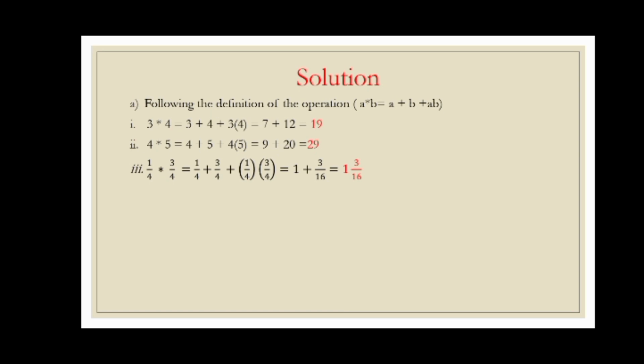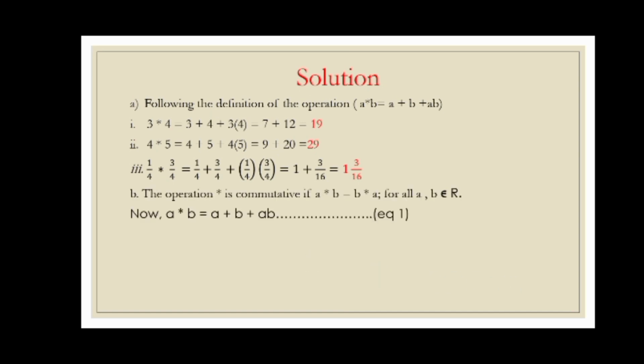So 1 on 4 plus 3 on 4 gives us 1. Then plus 1 on 4 multiplying 3 on 4 gives us 3 on 16. So our answer now becomes 1 whole number 3 on 16. Good. Now we have to show that the operation star is commutative.